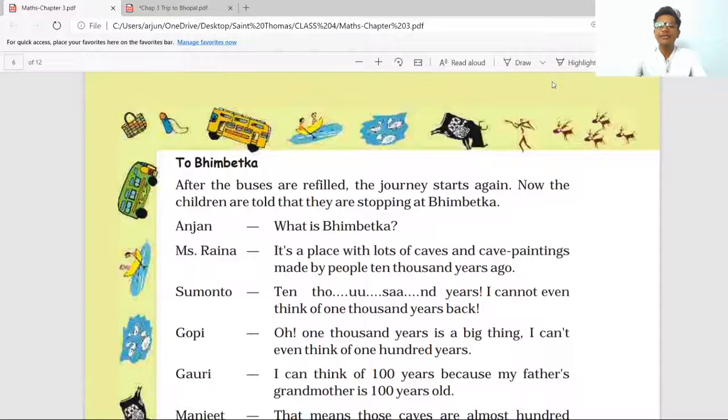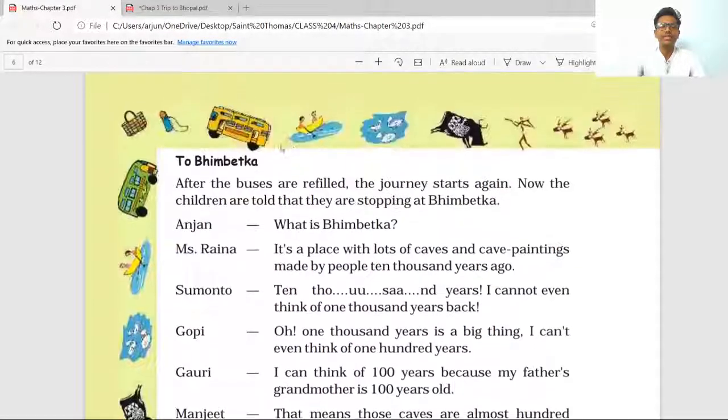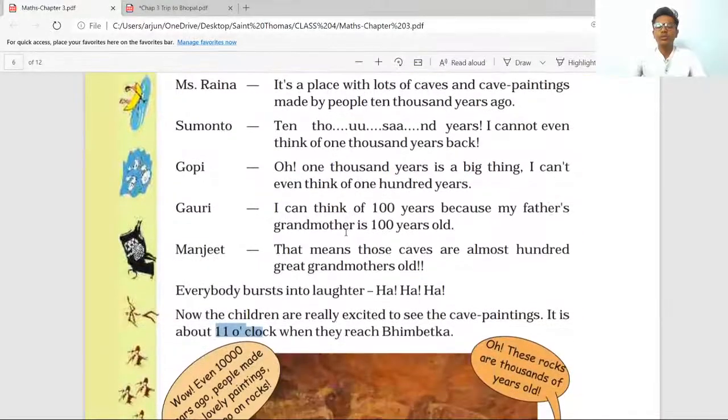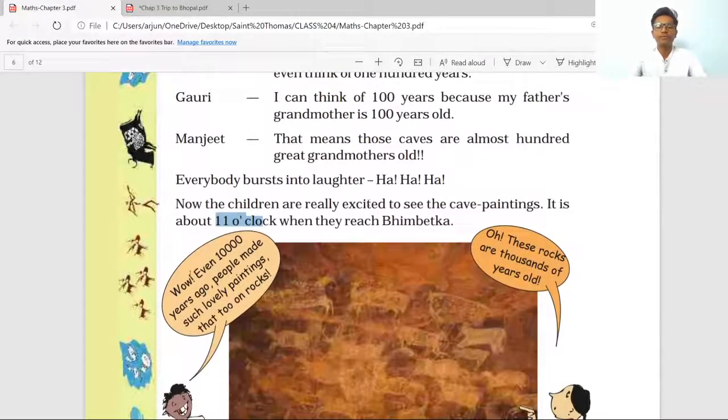In last lecture, we started this story of reaching Bhimbetka. We have discussed all this conversation. Starting from here, now the children are really excited to see the cave paintings. It is about 11 o'clock when they reach Bhimbetka.